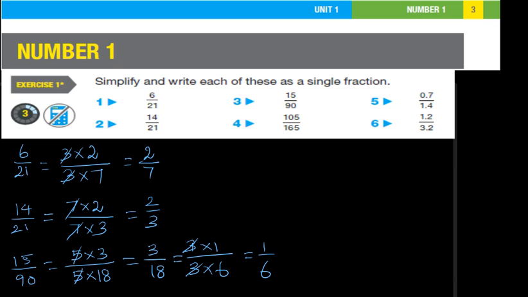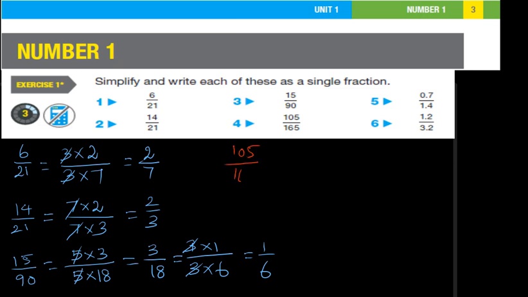You can also simplify directly using the table of 15. 15 by 90 can be written as 15 into 1 over 15 into 6. That is also correct. The fourth question is 105 by 165.